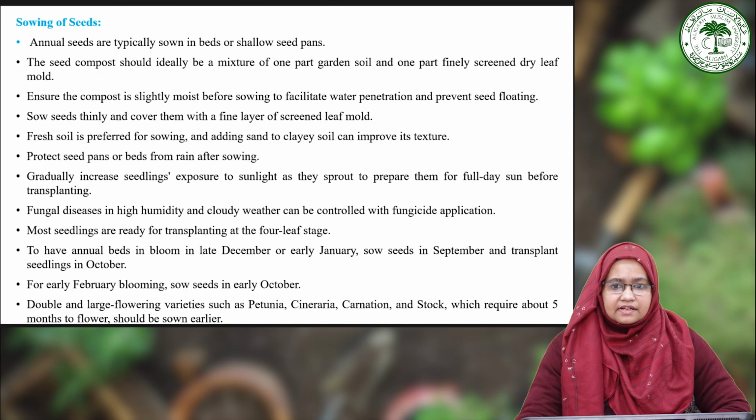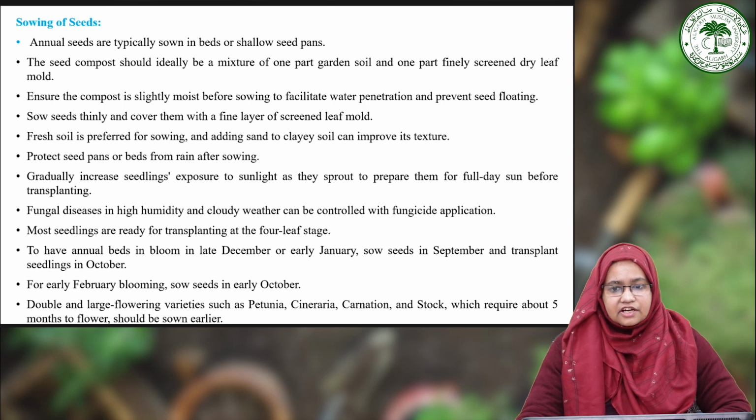Then the next step is the seeds of annuals are typically sown in beds or shallow seed pans. The seed compost should ideally consist of 1 part of garden soil and 1 part finely screened dry leaf mold. It's important for the compost to be slightly moist before sowing, otherwise water may not penetrate readily, causing seeds to float. Seeds should be sown thinly and covered with a fine layer of screened leaf mold.